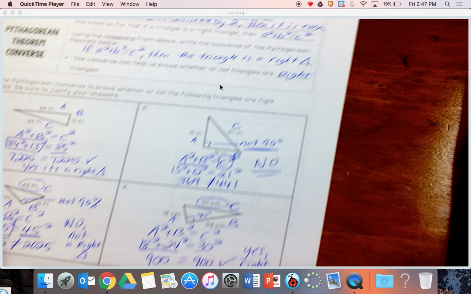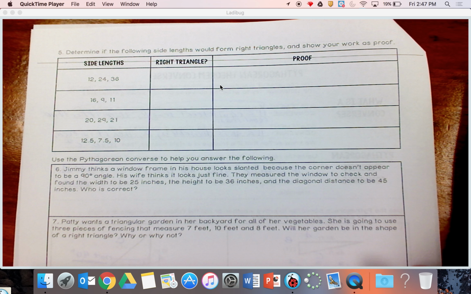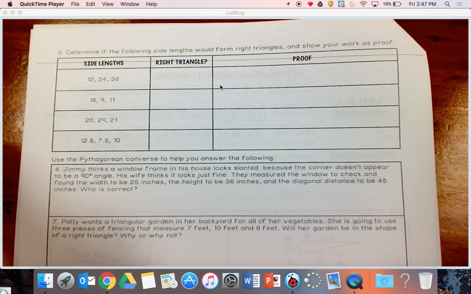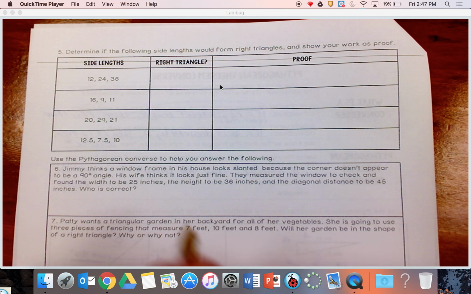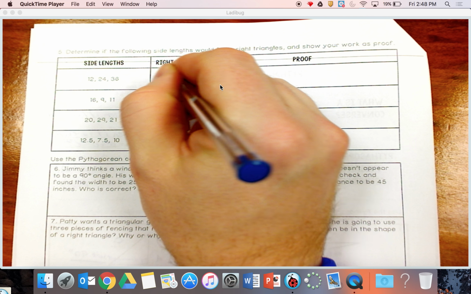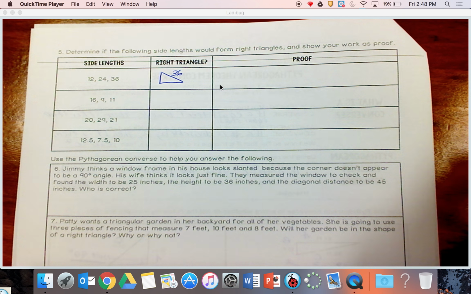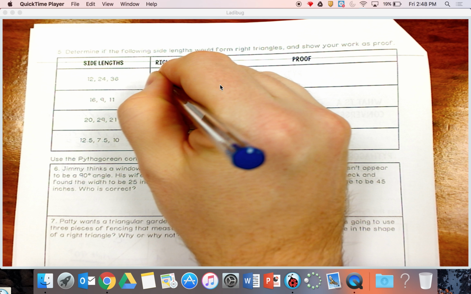Okay? Let's flip the page over and take a look at the last couple ones here. So here you have a table here. They're asking you if it's a right triangle and then to prove it. Okay, so here we go. So basically what you have is a triangle of 12, 24, and 36. So if you drew something out here, you've got 36 because it's the longest. You got 12 and 24.